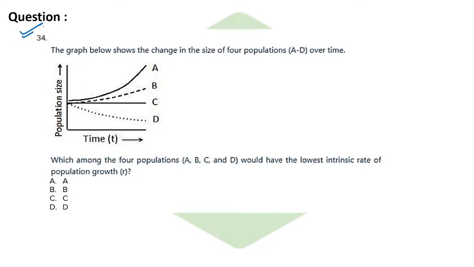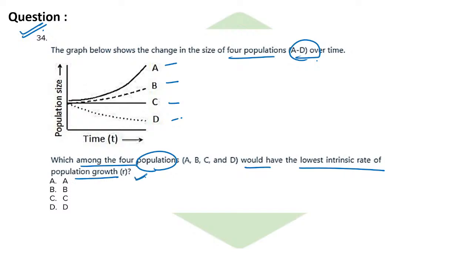Let's discuss this particular question. The graph below shows the change in the size of the population of four different populations, A, B, C, and D. You need to find out which among the four populations would have the lowest intrinsic growth rate.